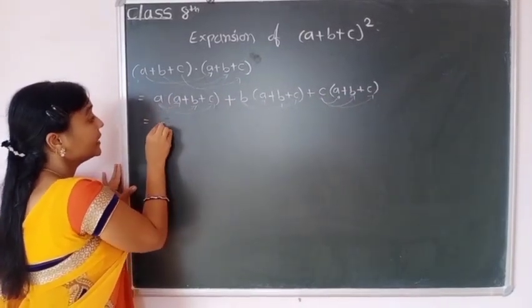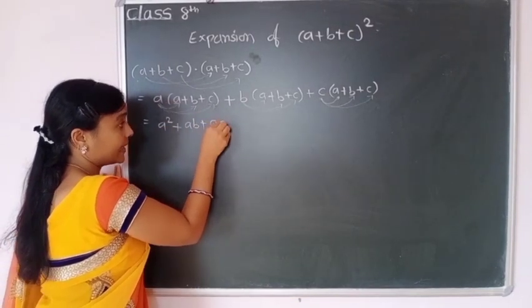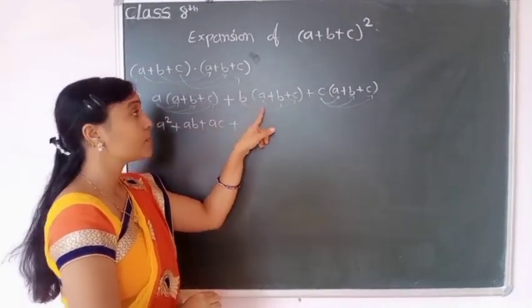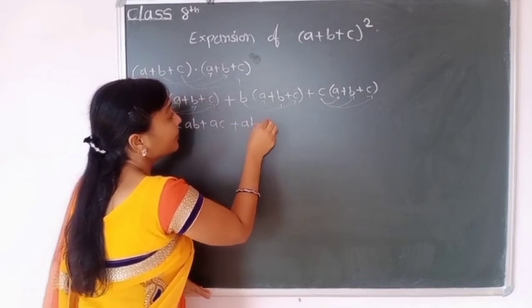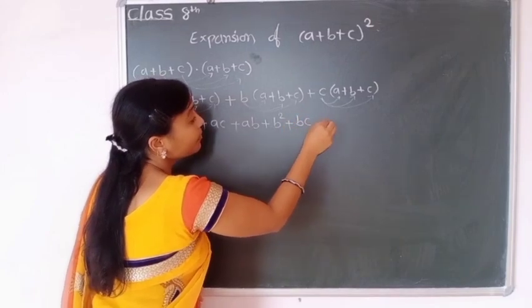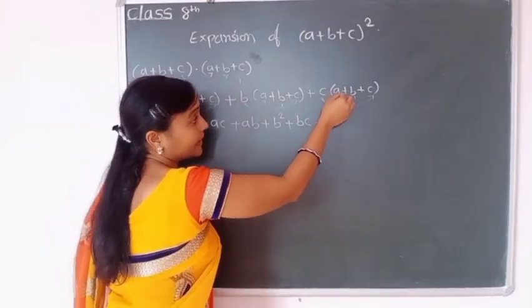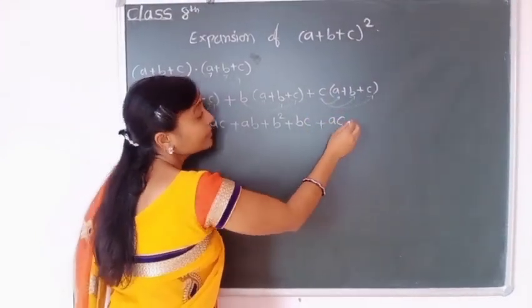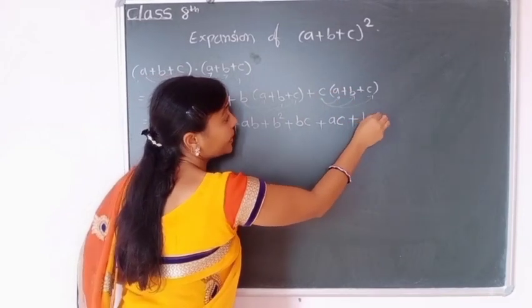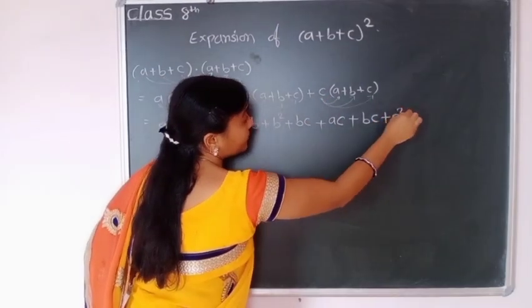Then a into a is a square, a into b is ab, plus a into c is ac, plus b into a. We can write ba also as ab, so we write ab plus b into b is b square plus b into c is bc plus c into a is ac, or ca. We can write ca also as ac, so we write ac plus c into b is cb, which is also bc, and c into c is c square.